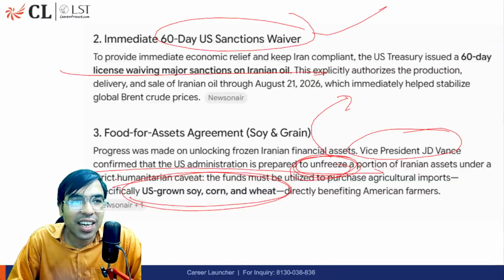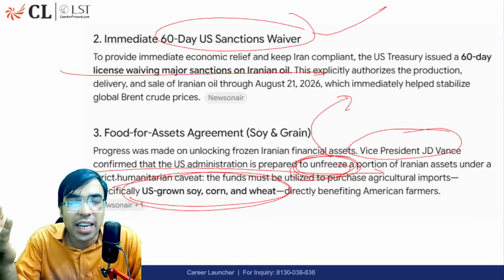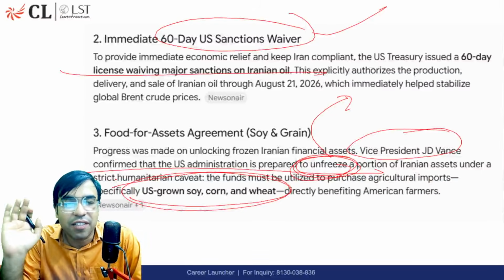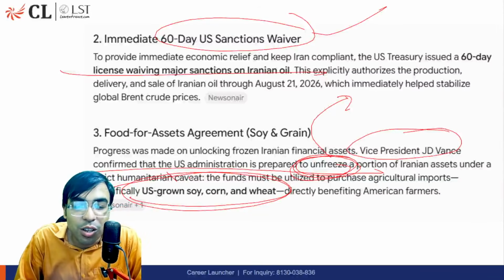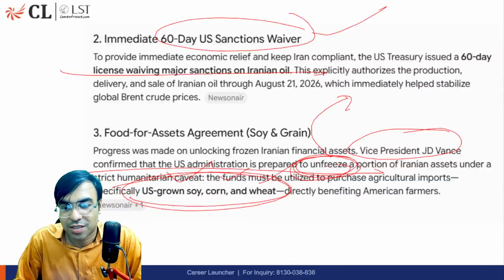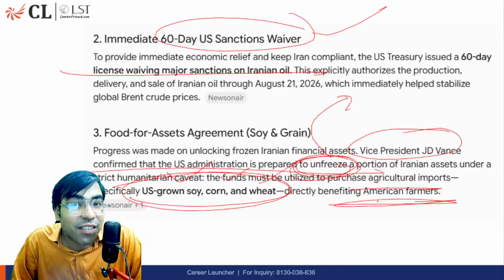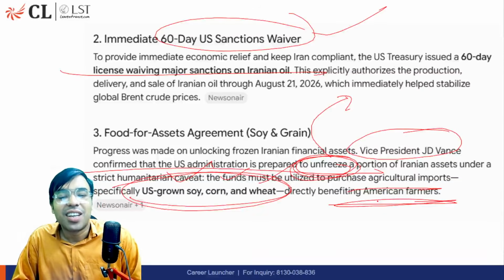Iran's frozen assets are there in international banks, etc. So America said, okay, we will unfreeze that, so you can use it, but you should use it to buy our soy, corn and wheat from our American farmers. That is the condition that has been put. So let us see what will happen.